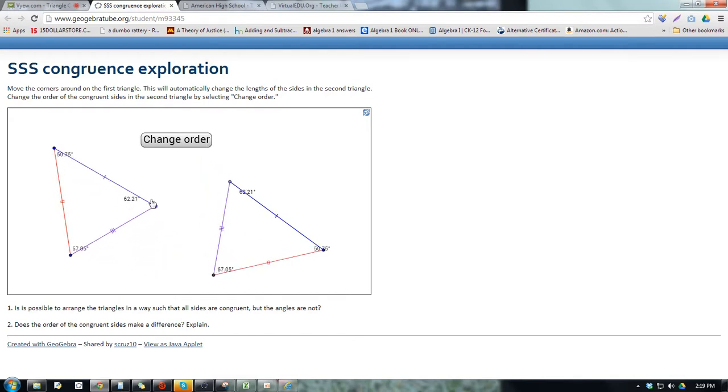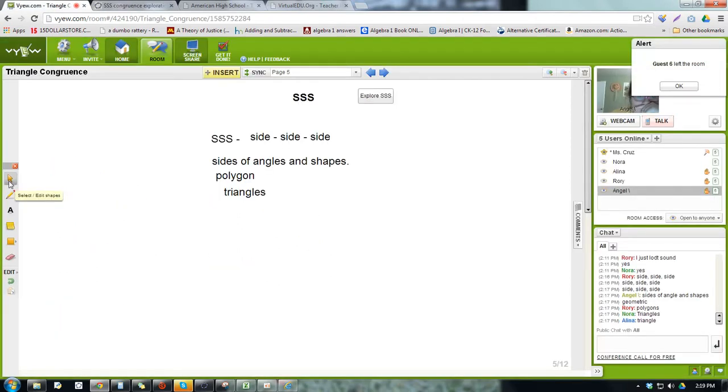So go ahead and play with these triangles and let me know if you can find two triangles where all the sides are congruent but the triangles aren't the same. So go ahead and try to do that, and if you're able to find one, then raise your hand. You can go ahead and unraise your hand now, unless you're having trouble with the triangle program. I'll give you guys 3 minutes to play with that, and then we'll see if anyone came up with something.